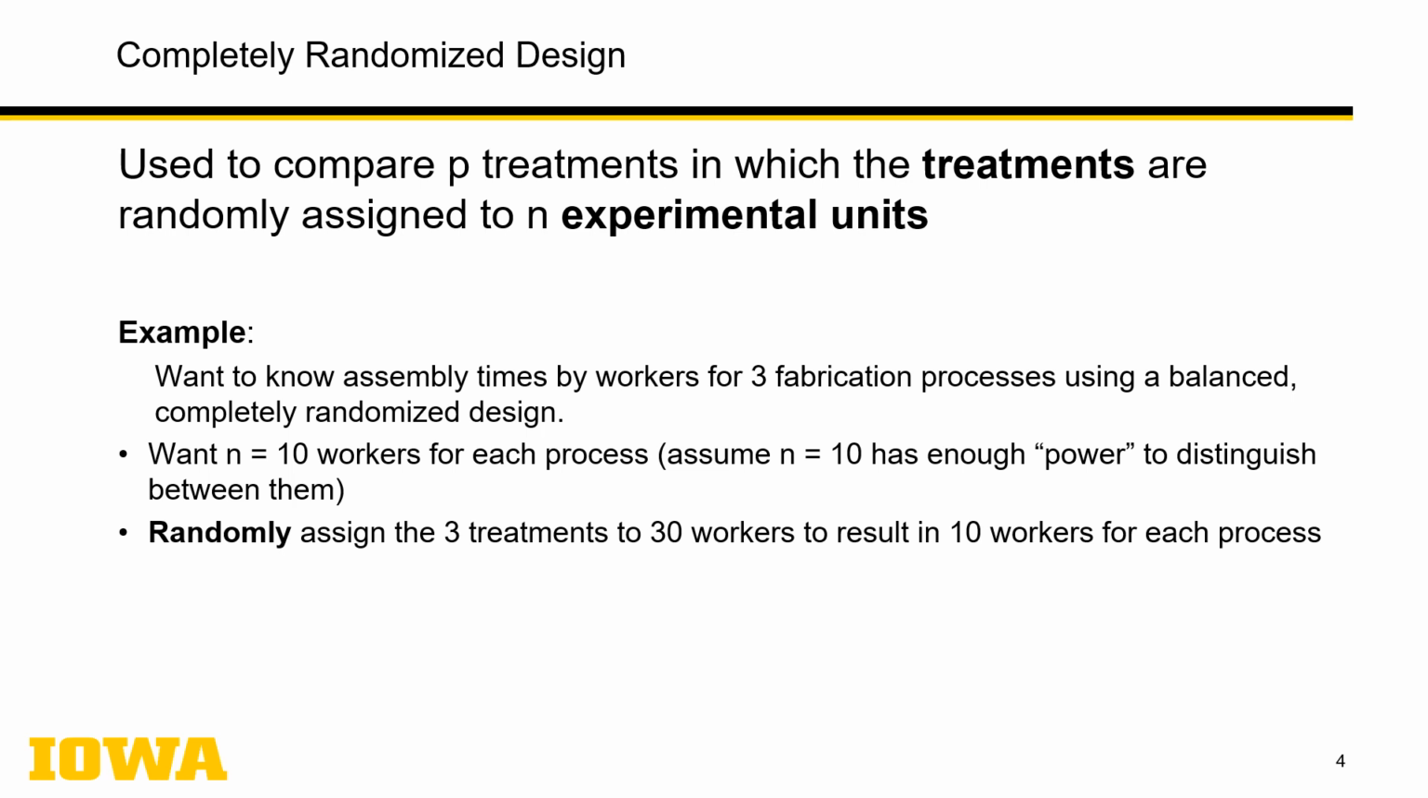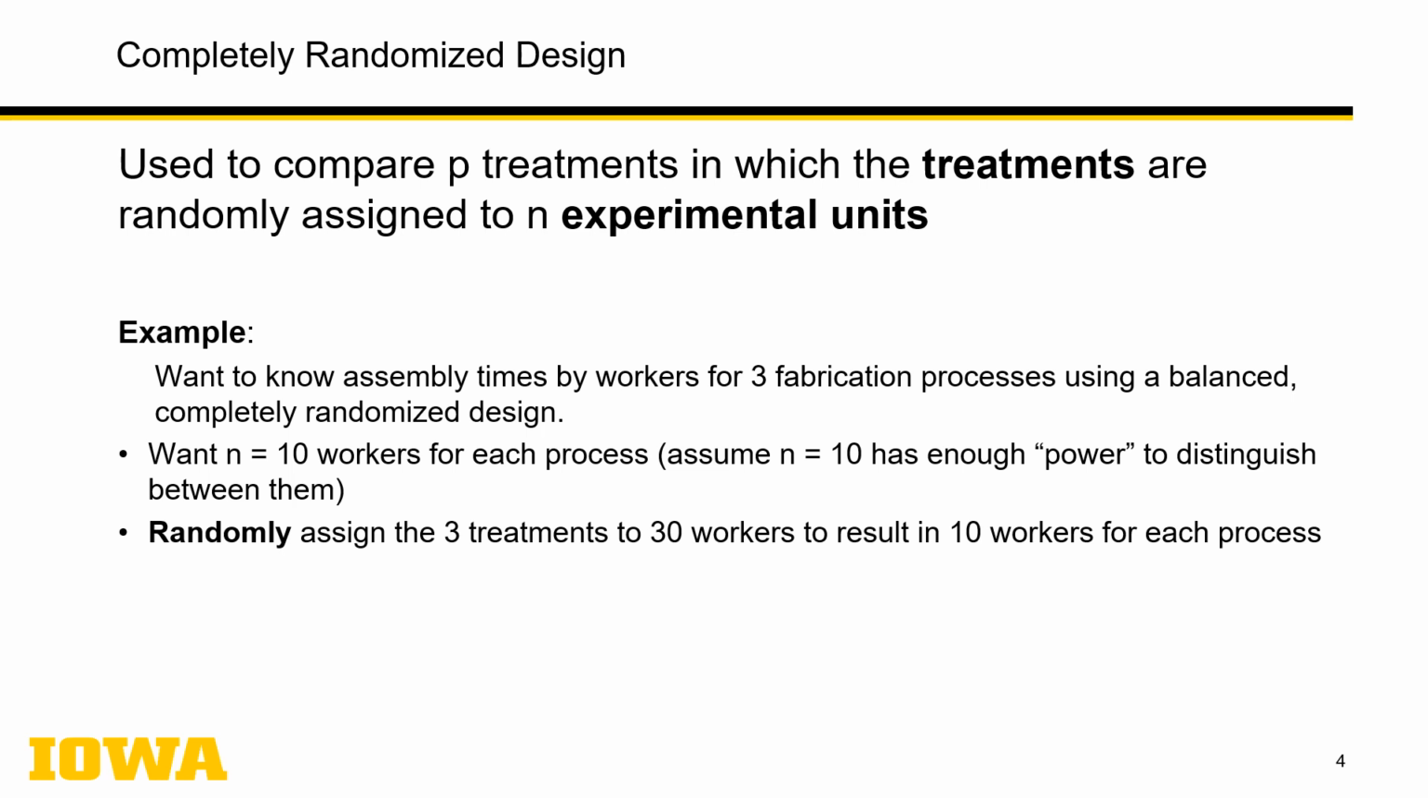Now, in order to have this as a completely randomized design, we need to randomly assign the 3 treatments. This is a 1-factor experiment, the factor is the fabrication process. And there are 3 levels.